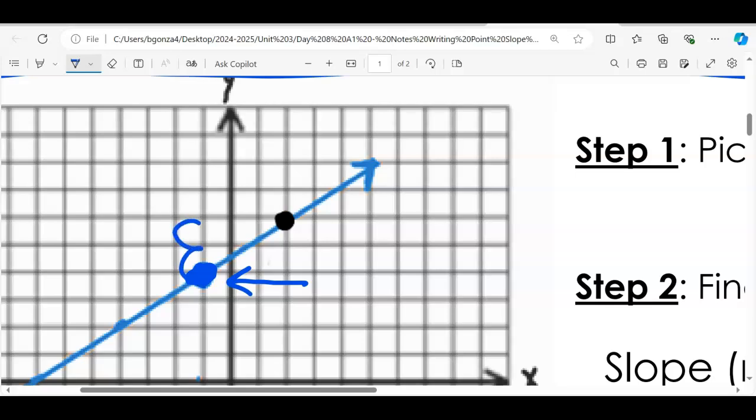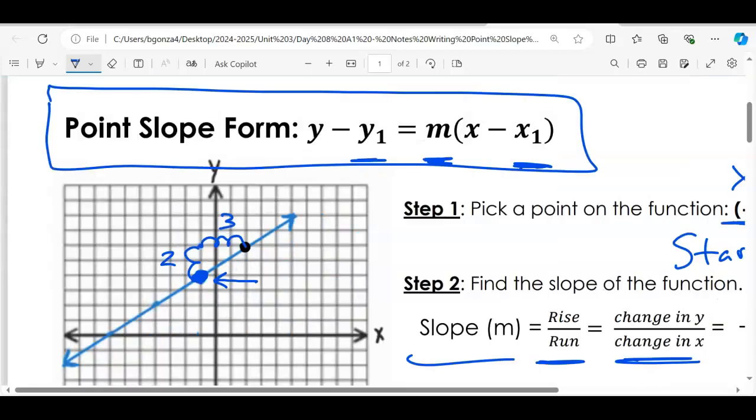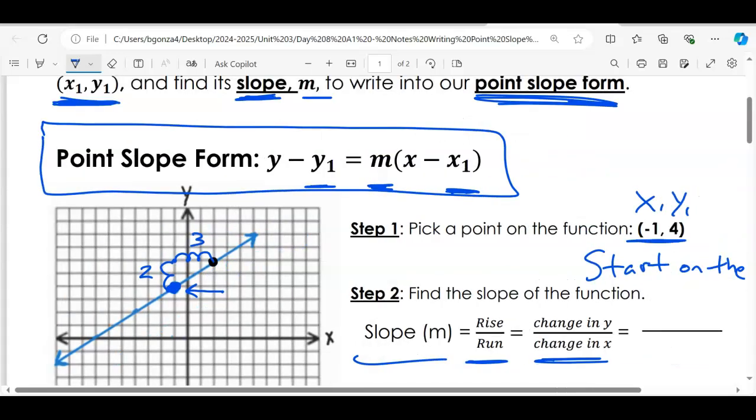Up 2, so that means +2. And then it runs 1, 2, 3 to the right. So I got 2, I got 3. Is it 2 over 3 or 3 over 2? 2 over 3. It's rise over run. 2 over 3.